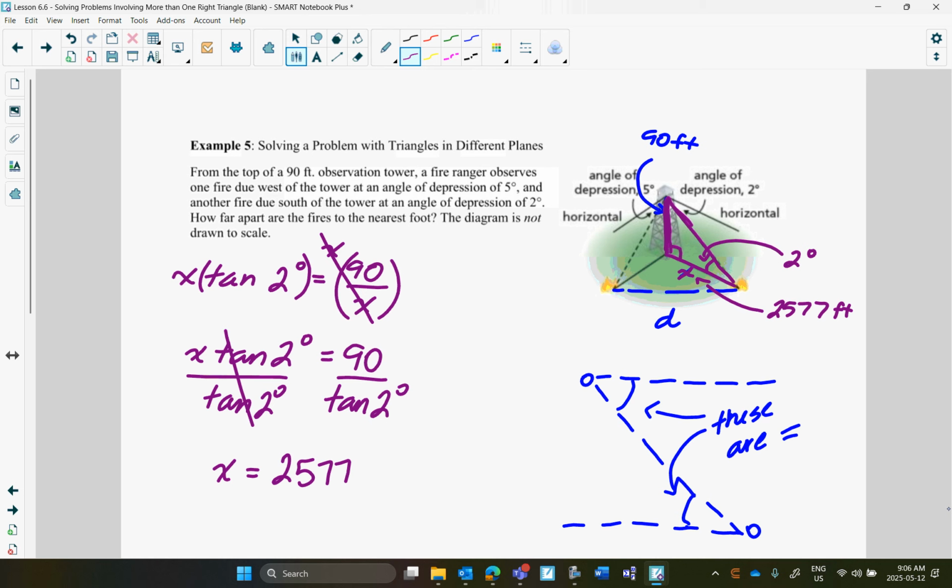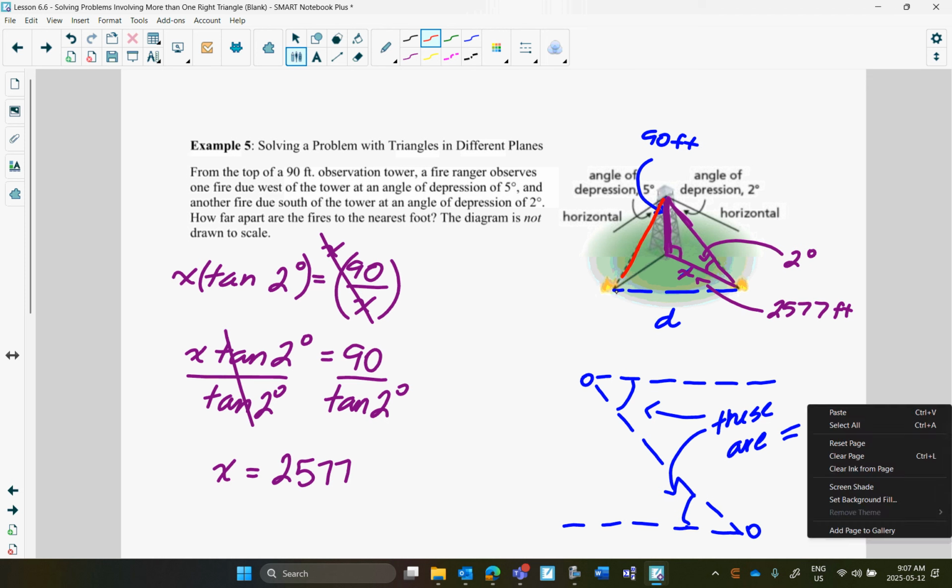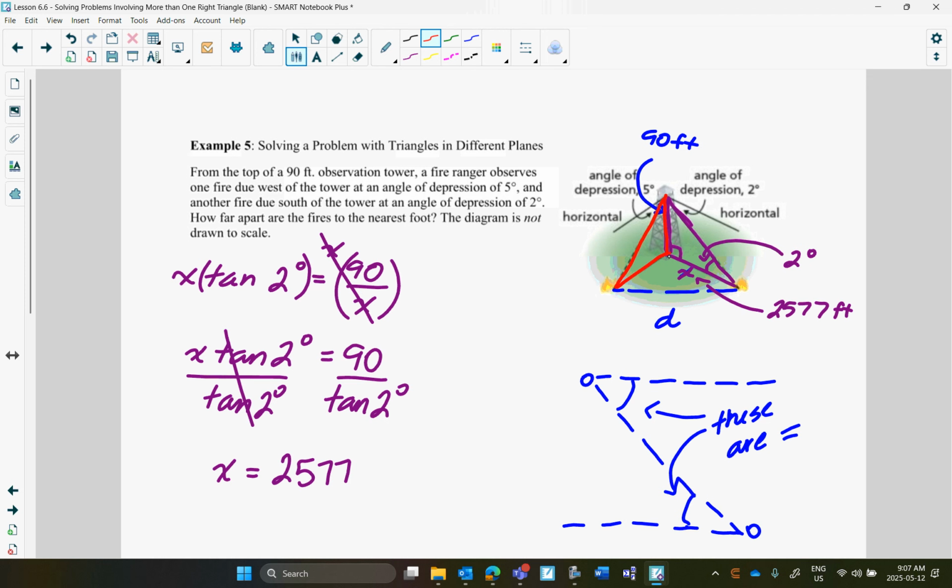Now we pretty much have to do the same thing to find the horizontal distance from the tower to the second fire that's due west. Again, that's a right triangle. This is still 90. This is what I'm trying to find, so I'm going to call that one Y. If the angle of depression looking down is 5 degrees, then the angle of elevation looking back up is also 5 degrees. So there's my information.